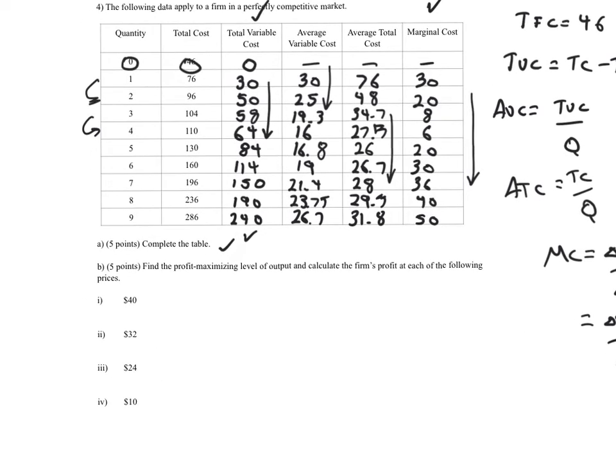Question B, find the profit maximizing level of output and calculate the firm's profit at each of the following prices. So we're looking at our profit maximizing condition, where marginal revenue equals marginal cost. For a perfectly competitive firm, that's the same as saying price equals marginal cost, because in perfect competition the price is also equal to the marginal revenue. Here we have a price of 40. The marginal cost is 40 at a quantity of 8.